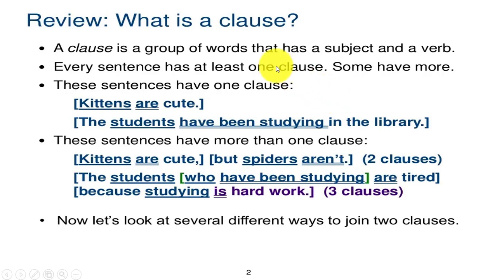We will do a review. What is a clause? Yes, a clause is a group of words that has a subject and a verb. Every sentence has at least one clause. Some have more. Here are sentences with one clause. The example is: kittens are cute. Another example is: the students have been studying in the library.